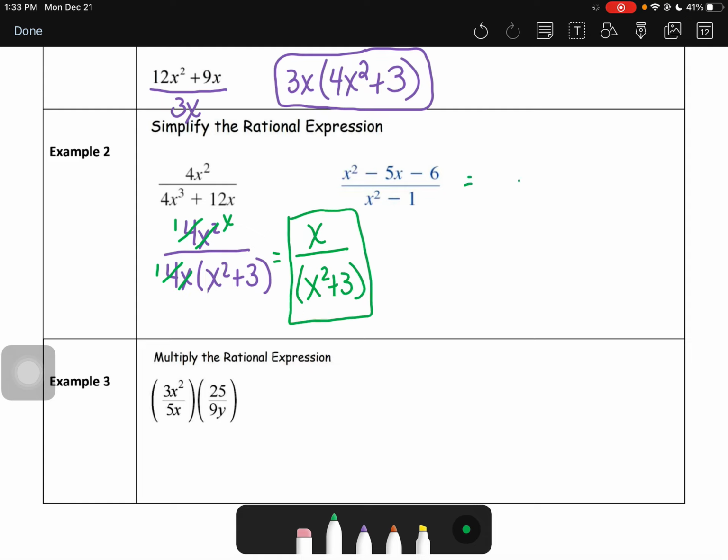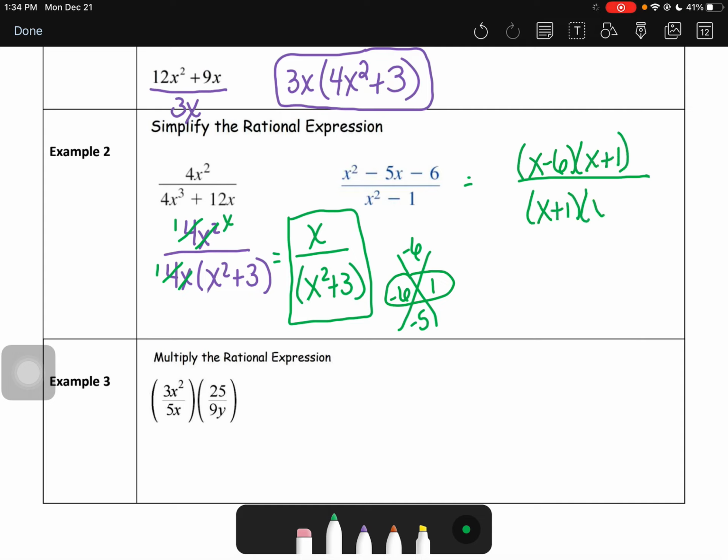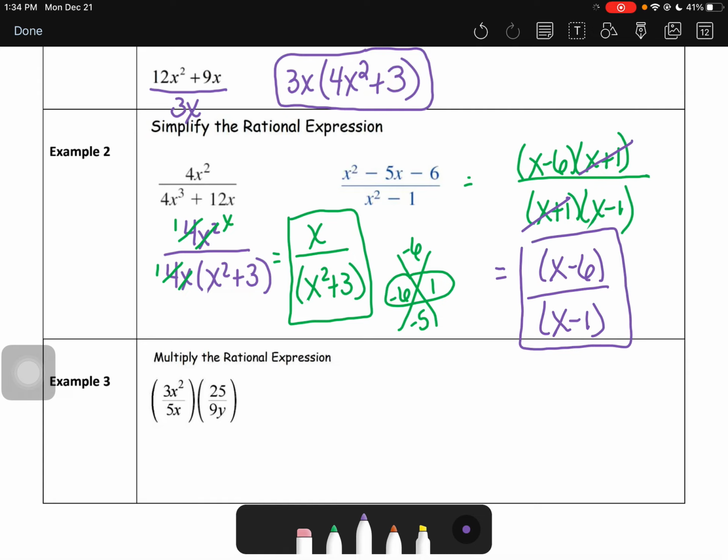In the next example, we'll factor the top. What two numbers multiply to be -6 but add up to be -5 would be -6 and 1. So we have x minus 6 and x plus 1. And then we have the difference of squares, which would be x plus 1 and x minus 1. And so we would simplify the x plus 1's, which is only that entire quantity. And what we have left is x minus 6 over x minus 1.